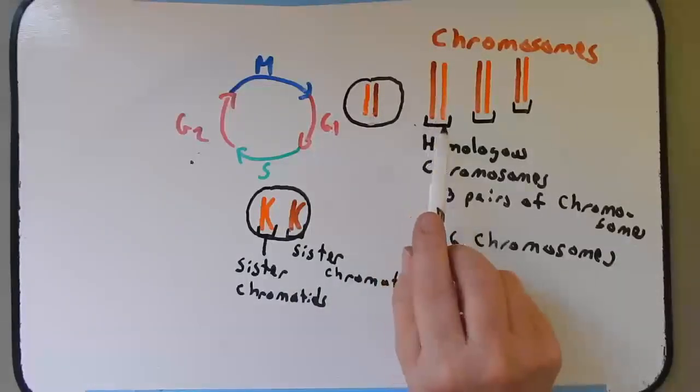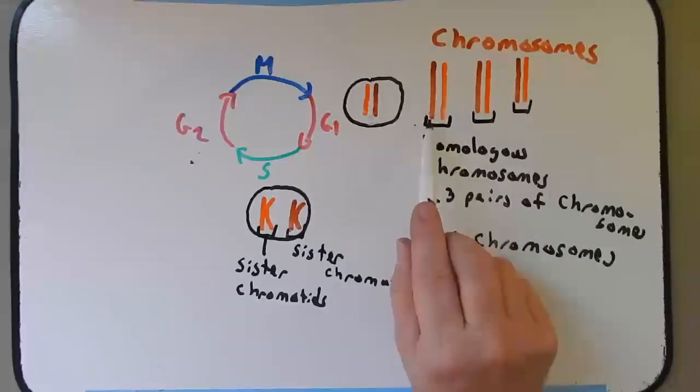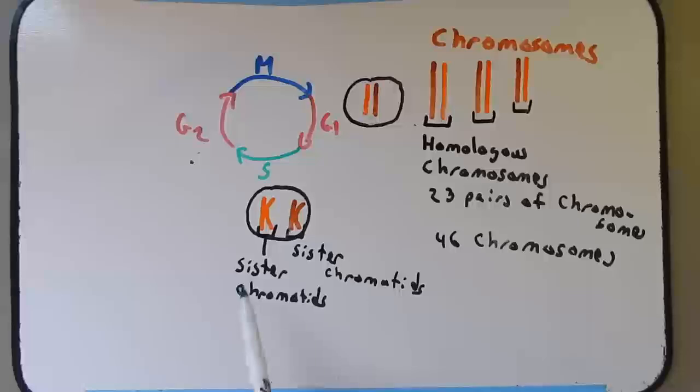Remember over here I said they're similar in that sense that they have the same order of genes, but there could be slight differences in mutations between these two. But over here, they're exact copies. They're identical to each other. The two orange are identical, the two brown are identical.